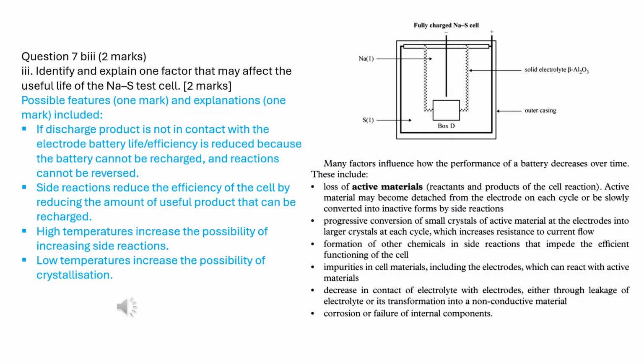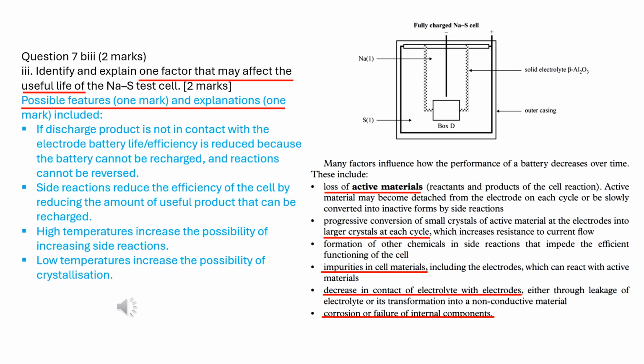Identify and explain one factor that may affect the useful life of rechargeable cells. 1 mark is awarded for the feature and another for the explanation. The recharging process does not reverse discharging 100%. The textbook lists 5 factors: loss of active materials, larger crystals, impurities in cell materials, decreased contact of electrolytes with electrodes, and corrosion or failure of internal components. One of these factors is suitable for the answer.